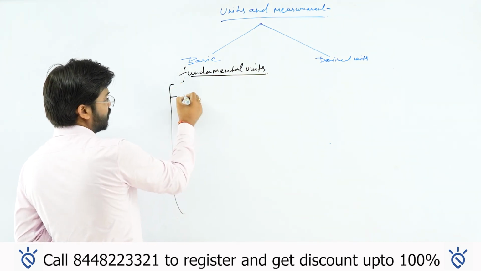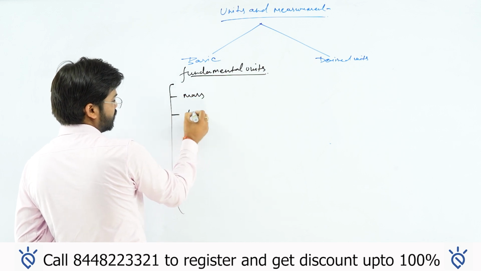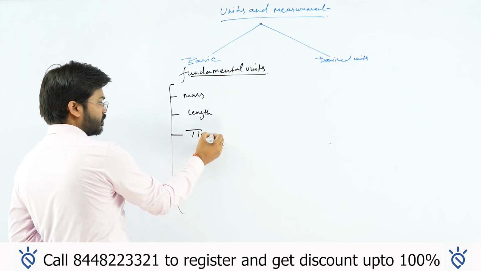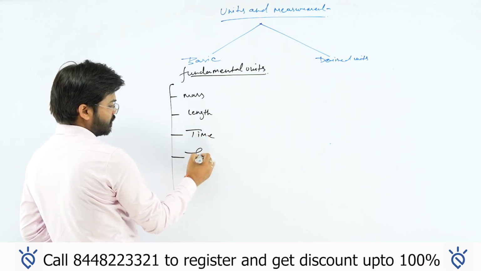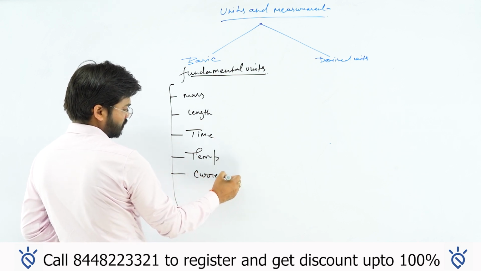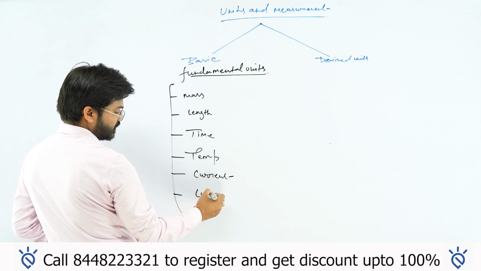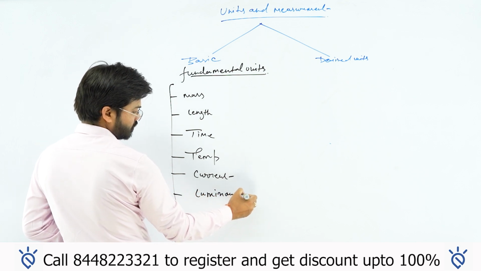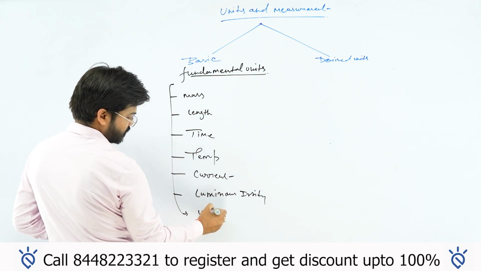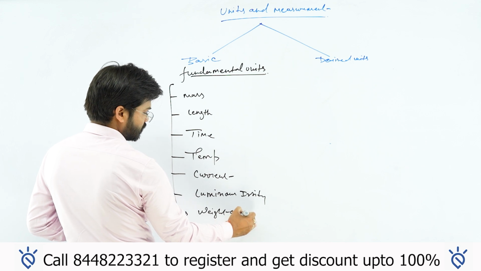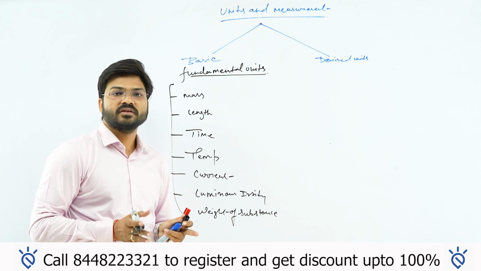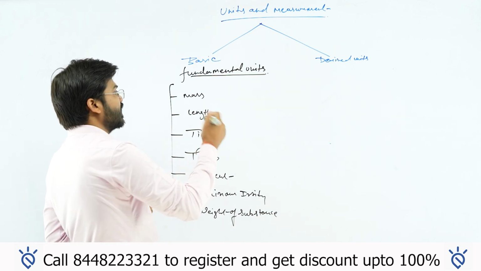That is, first mass, second length, third time, fourth temperature, fifth current, sixth luminous intensity, and the seventh and last, amount of substance. So these are the 7 basic fundamental units. So what are derived units?